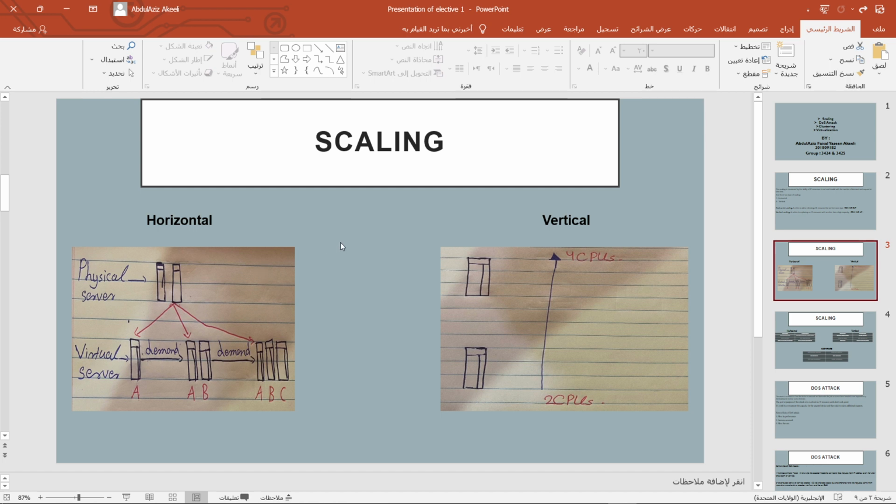Horizontal, we say, is add or remove. Here is add, and the added resource is of the same type. Vertical, we say, is replacing or changing with another of higher capacity. As we see here, we have two CPUs and here we have four. The scaling is up in vertical, and the scaling is out in horizontal.